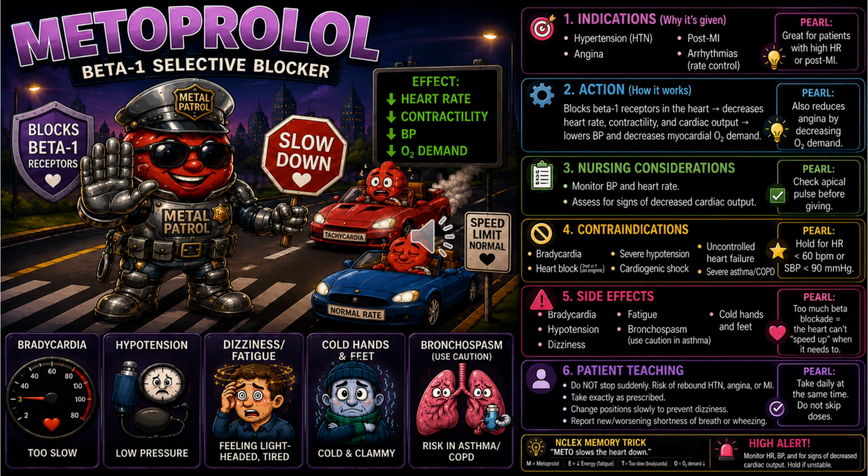So we obviously want to monitor blood pressure and heart rate. We want to make sure that they are getting proper cardiac output. You might even want to check the apical pulse before giving it as well, especially if it's ordered. You also might receive parameters for heart rate and blood pressure, especially systolic, but probably both. So making sure that they're maintaining that.